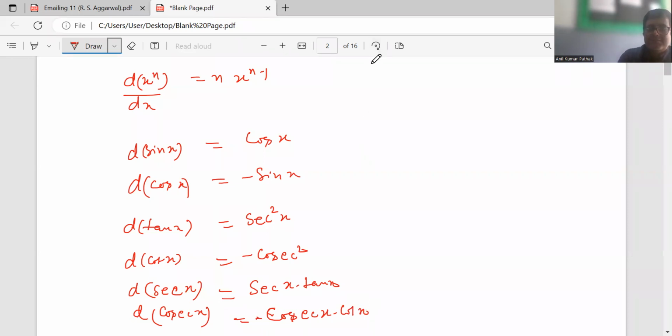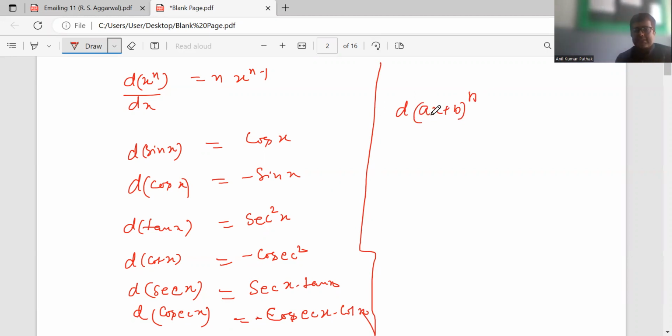Other than this, we have some more formulas. d of (ax plus b) to the power n. In this situation, we take this coefficient out. So it will be a into n, (ax plus b) to the power n minus 1. We will read this as the chain rule further on.